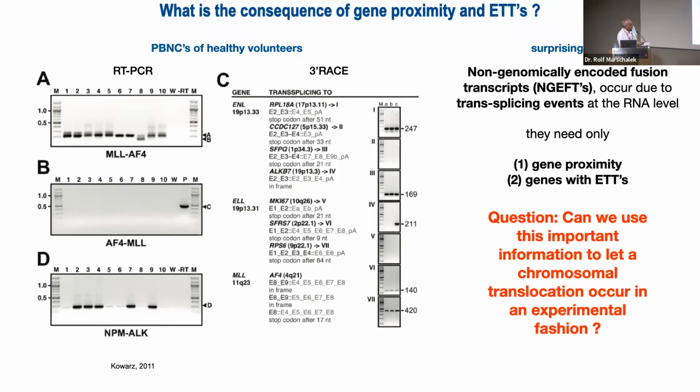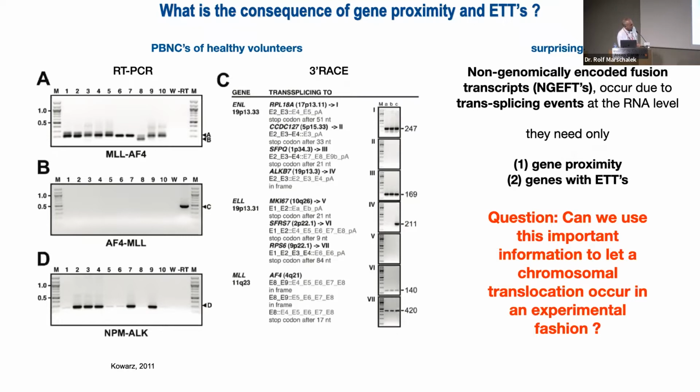So the surprising finding is that these non-genomically encoded fusion transcripts, this is the acronym for this, occurred due to trans-splice events only at the RNA level, and they need gene proximity inside of the interphase nucleus. So you need to have two chromosomes so near to each other that these loops can be transcribed together to make these kinds of fusions. But you need also these early termination transcripts in this case.